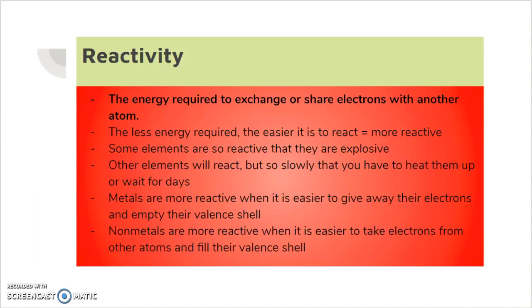So just before we really look at why, it's good to know that metals are more reactive when it's easier to get rid of their electrons, because metals are usually forming positive ions, and that's because they have fewer valence electrons and they want their valence shell to be empty. Non-metals are usually more reactive when it's easier to gain electrons from other elements to fill up their valence shell, and this is because they have more valence electrons. They're closer to having that 8 valence filled shell. So if it's easier for them to gain electrons, they're more reactive.